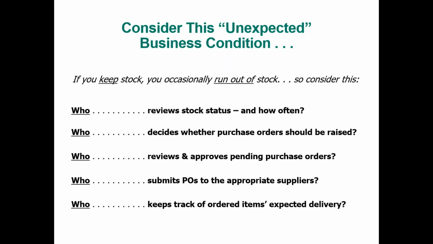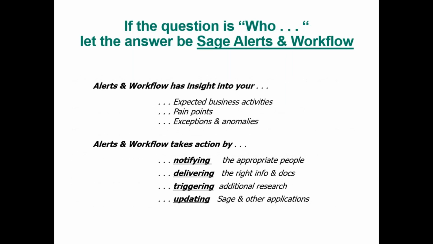Who is the person or people within your organization who decide whether a purchase order should be raised for an item that needs to be reordered? Who reviews and approves pending purchase orders? It's often one person, it's sometimes multiple people, and it's just all too common for purchase orders to sit on someone's desk awaiting their review and approval. Who submits those approved purchase orders to the appropriate suppliers, and then whose job is it within your organization to keep track of those items that you have ordered to make sure that they arrive on time and with a minimum of damage?